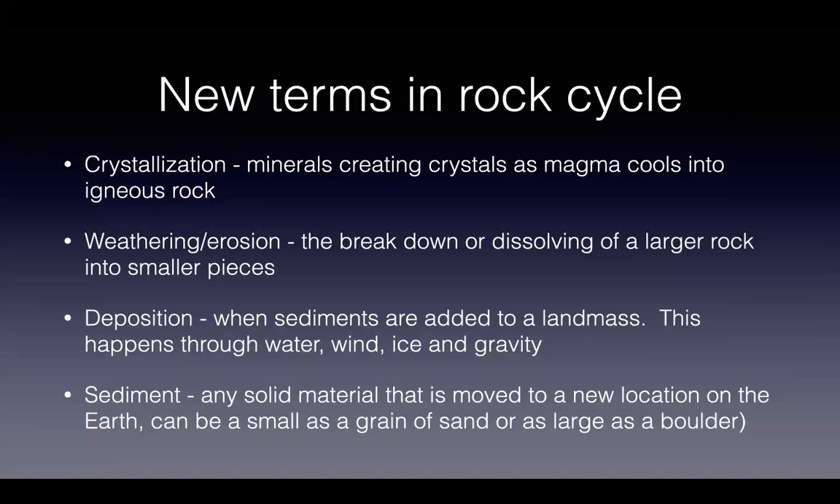Next, you have weathering and erosion. And I put those together so you didn't have to do two terms in your notes, but they basically mean the same thing. Weathering is what happens to a small rock, and erosion is what happens on a bigger scale, on an entire area. But basically they mean the same thing. It's anytime you break down or dissolve a larger rock into smaller pieces.